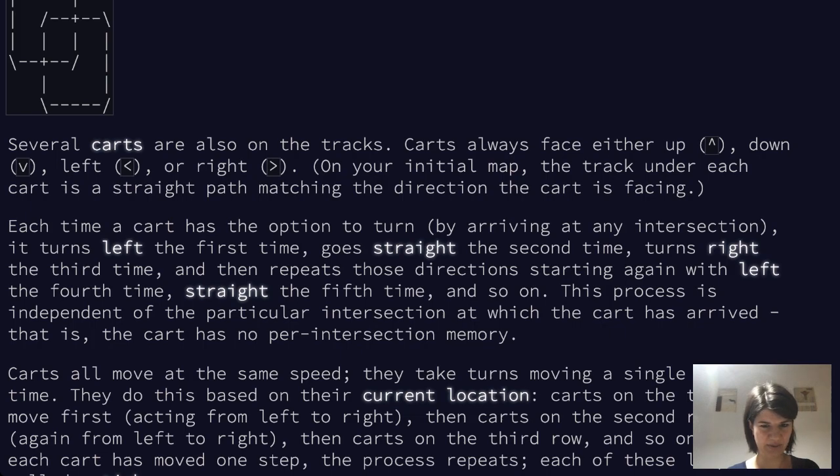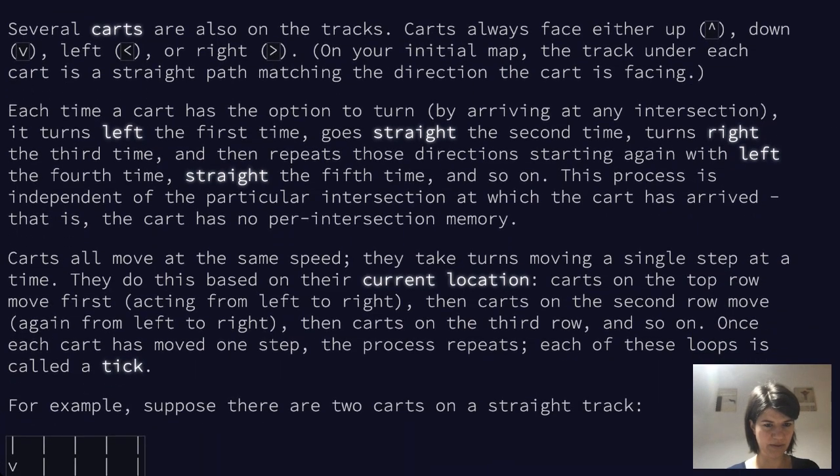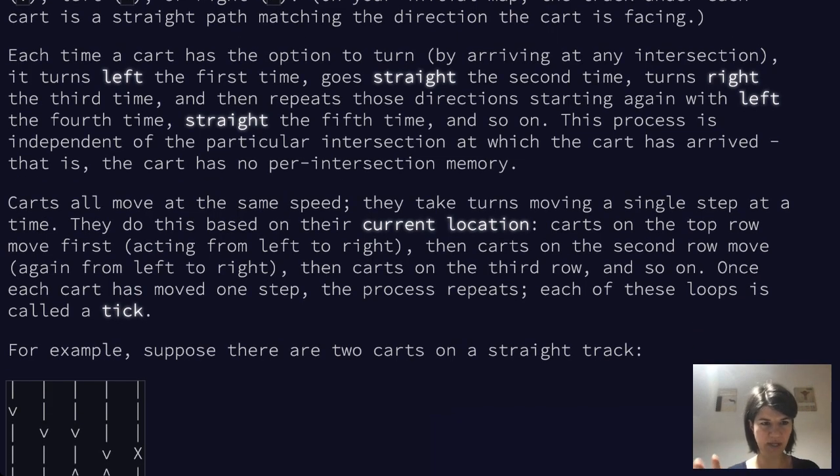Okay, so it's going left, straight, right, left, straight, and so on. Okay, and this is independent of the intersection, so this is the cart's memory, basically.